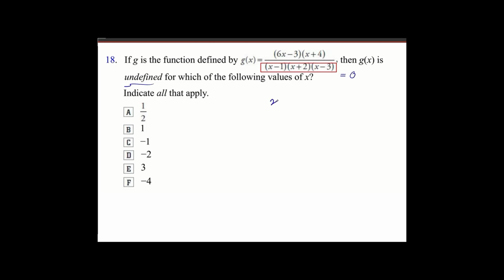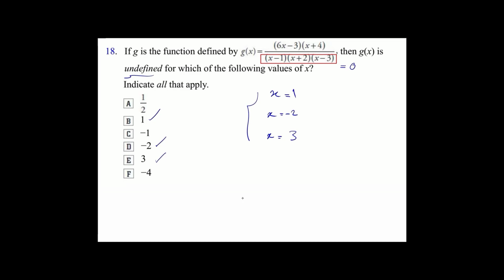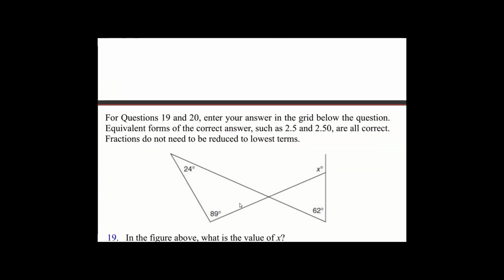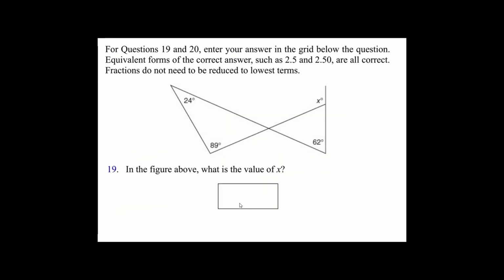So x minus 1 cannot be 0, it means that x cannot be 1. x plus 2 is 0, x equals minus 2, x cannot be minus 2. If it is minus 2, it means that the function g is undefined. Whenever x is 3, 3 minus 3 is 0. So in these cases, the denominator is 0 and the function will be undefined. It means that B, D, and E are our choices. We should understand from solving this question that the denominator of a fraction cannot be 0. If it is 0, it means that the function is not defined, it is undefined.